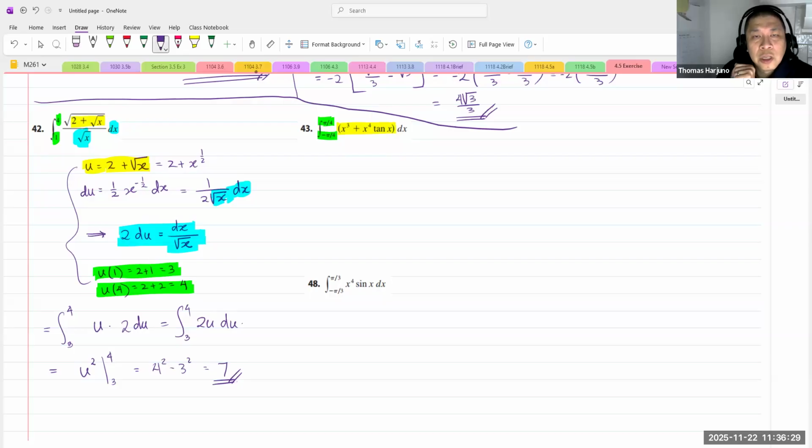Okay, so let's do it this way. Let f(x) equal x cubed plus x to the 4th tangent x. I want to show this function is odd. That is to show that f(-x) later on equals negative f(x). That's my goal. Okay, I replace all the x by negative x first and simplify.